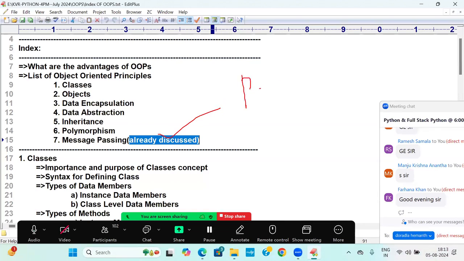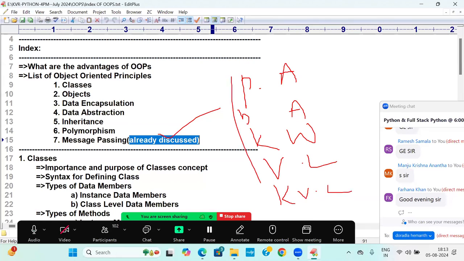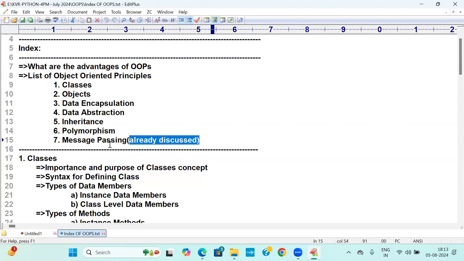So what are positional arguments, default arguments, keyword arguments, variable length arguments, keyword variable length arguments. These are the things that will come once again, which is known as message passing, that we discussed.